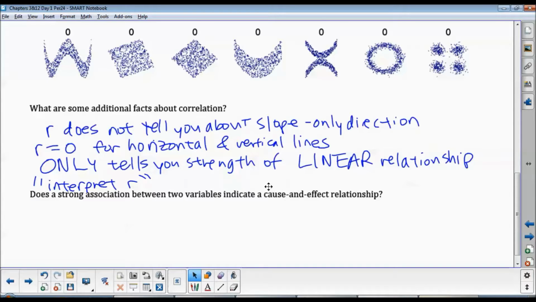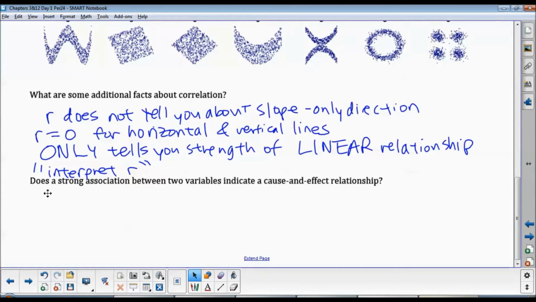And of course, lastly, does a strong association between two variables indicate a cause and effect relationship? And I think you guys know by now, of course not. It just means there's an association. It does not necessarily mean that changes in one cause changes in the other. Just that changes in one are associated with changes in the other.